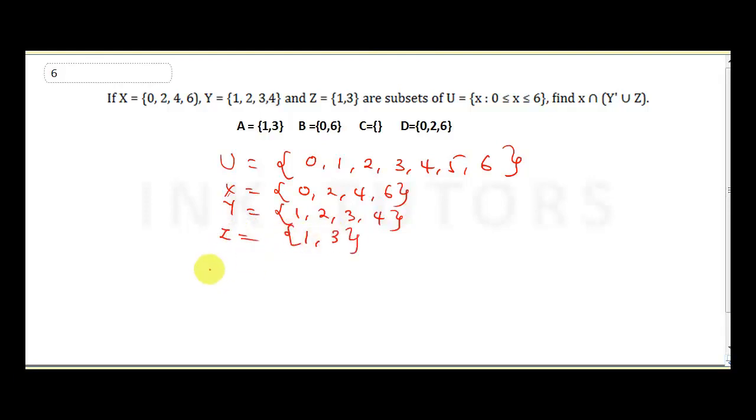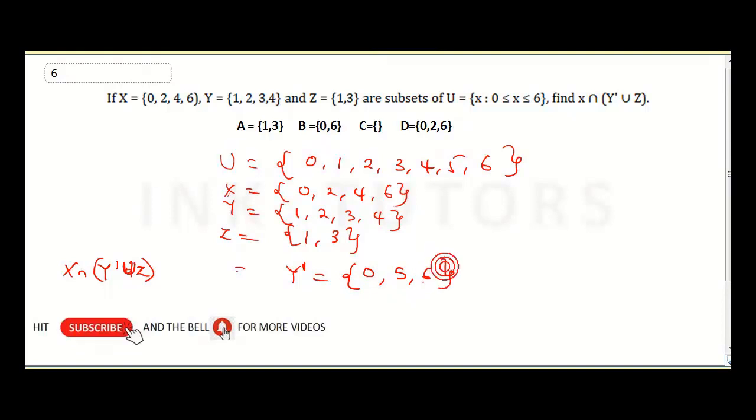Okay, so from here we can get, to perform X intersection Y complement union Z, the first thing we need to do is get our Y complement. So our Y complement are those elements we will not see in Y but can be found in the universal set. So we have 0. So 1, 2, 3, 4 is out of it, and we have 5 and 6.